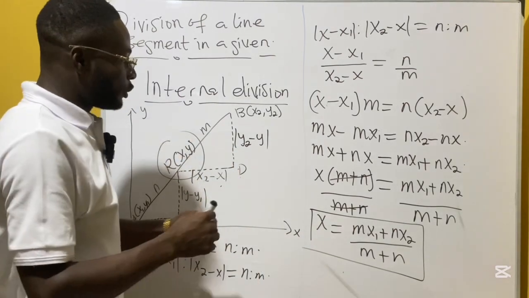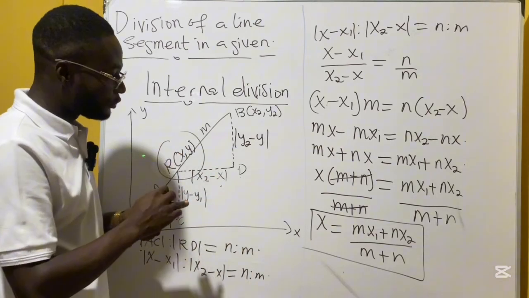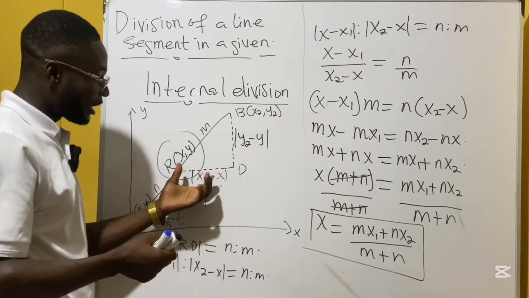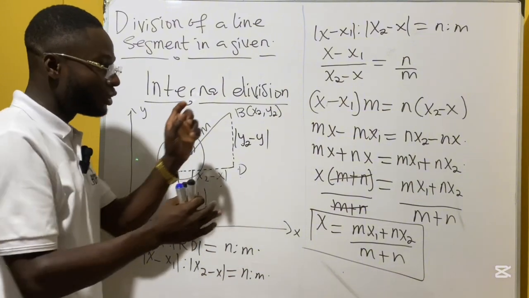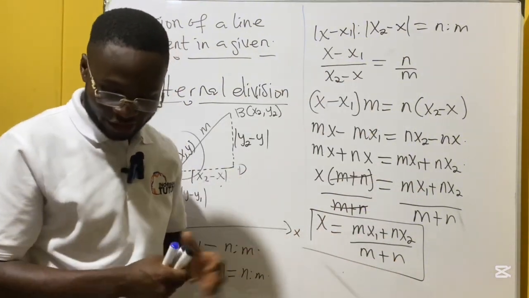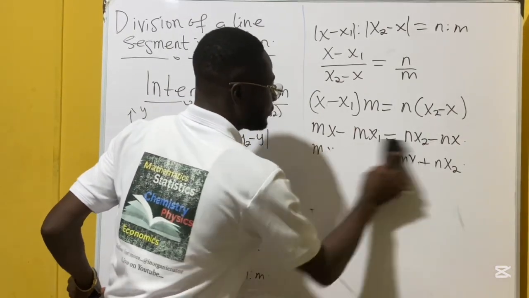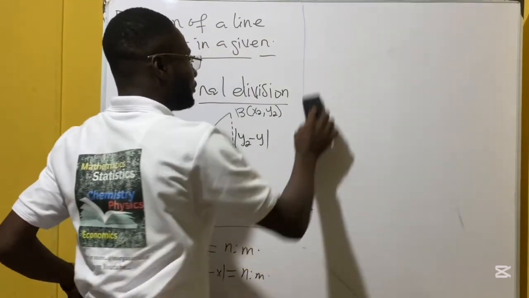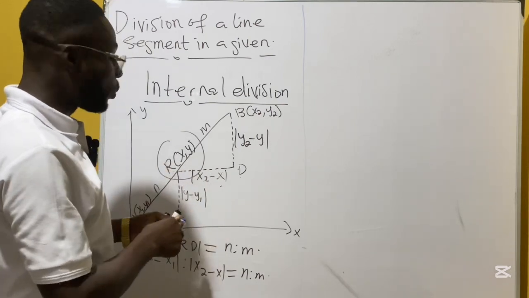Okay, so let's try to derive the y coordinate as well. So I don't want to erase this illustration because we are going to use the same illustration to find the y coordinate. So I'm going to erase this part. Okay, so now we want to find the y coordinate.